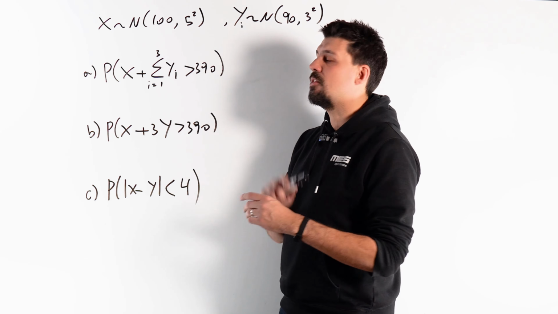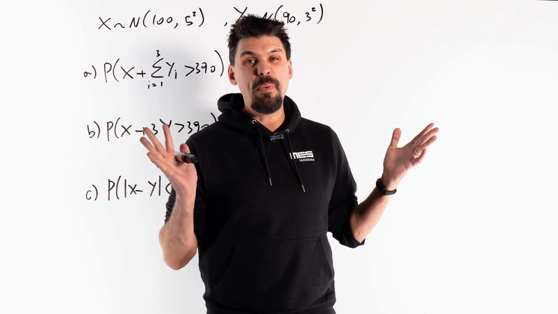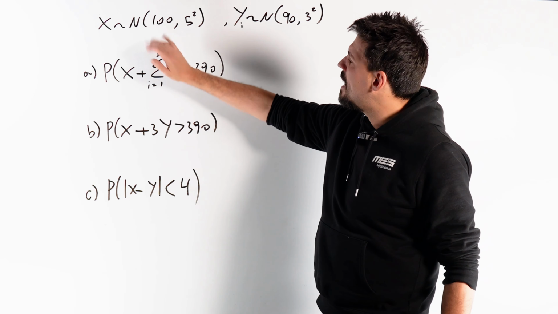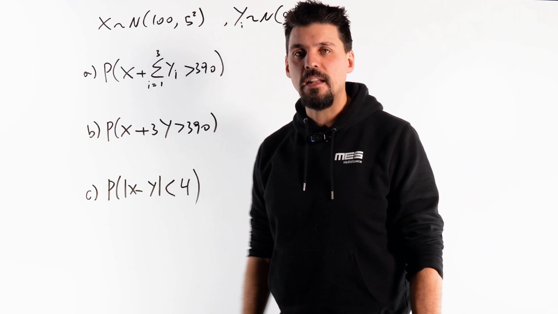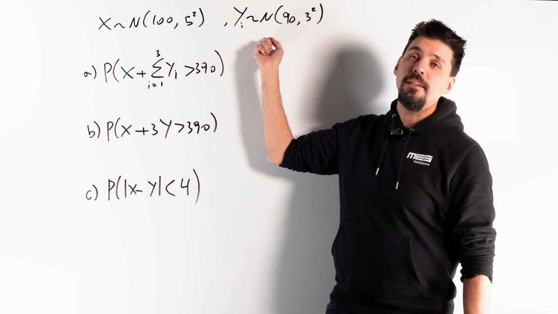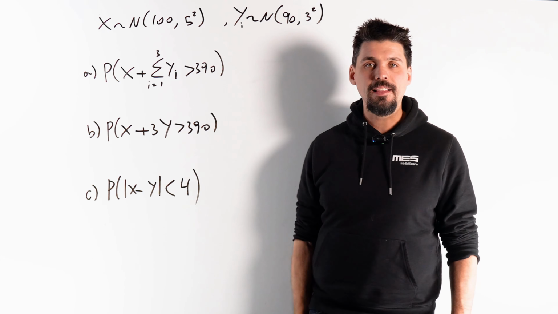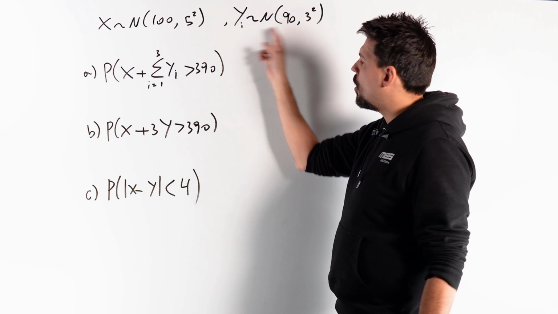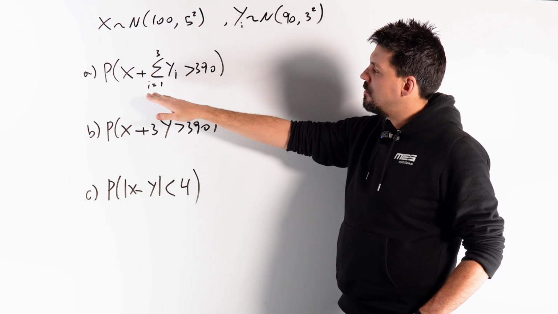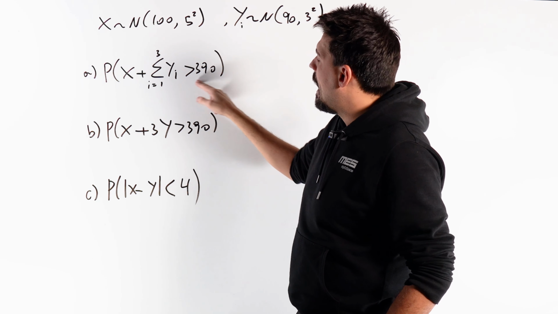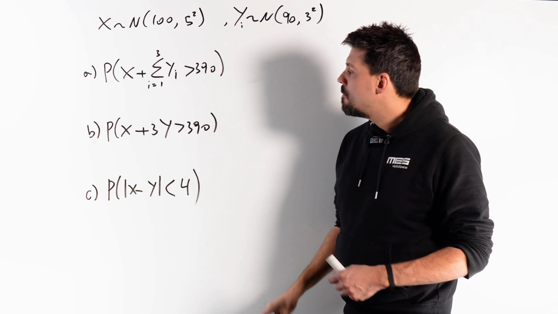Today we're going to be looking at some combinations of random variables. I'm a big fan of this idea. We've got families of normal distributions. X is a normal with mean 100 and standard deviation 5, and Y is a normal with mean 90 and standard deviation 3. There we go, lining that one up, where you've got loads of Y's. So the first thing we want to do is find the probability that X plus the sum of 3 lots of Yi is bigger than 390. So let's have a look.